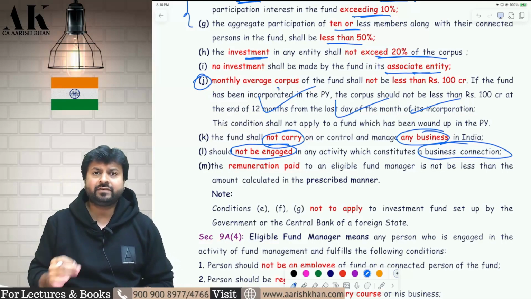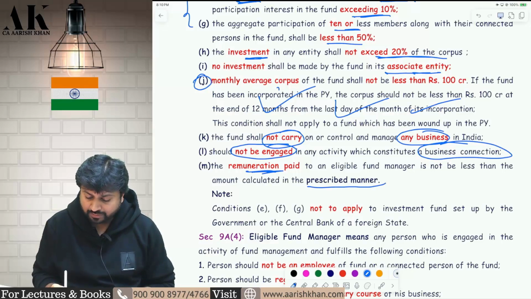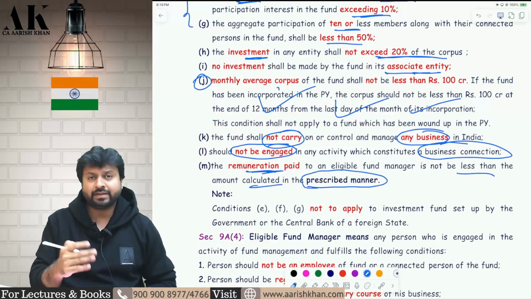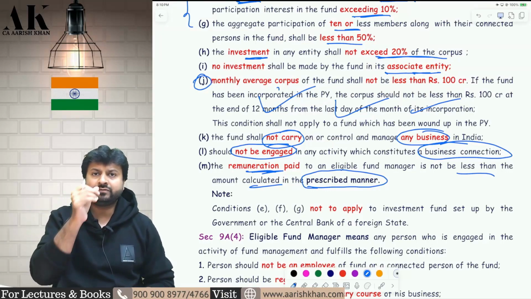And last but not least, the fund manager will get some remuneration from the fund. The remuneration paid to the fund manager should be paid as per the prescribed manner. It should not be less than the manner prescribed by the government of India. For that, the government has made separate rules which are not applicable for your exam, fortunately.